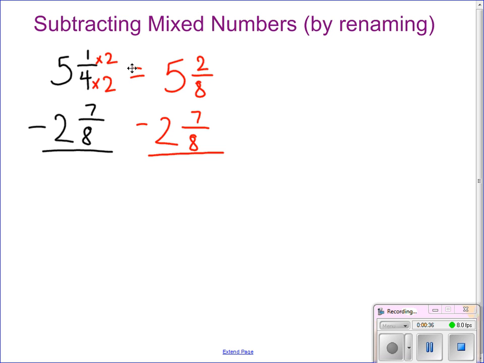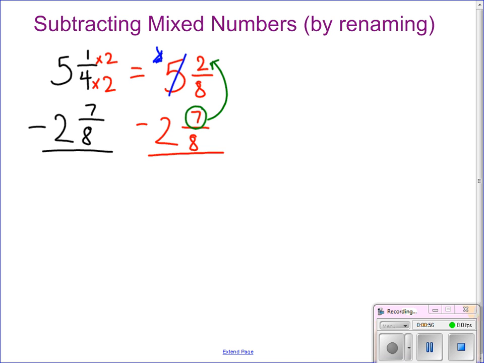The problem that I have here is that this bottom numerator is bigger than the top numerator. I cannot take 7 away from 2. So what I want to do is rename this first mixed number so that I have a larger numerator that I can subtract 7 from. Here's how I do that.